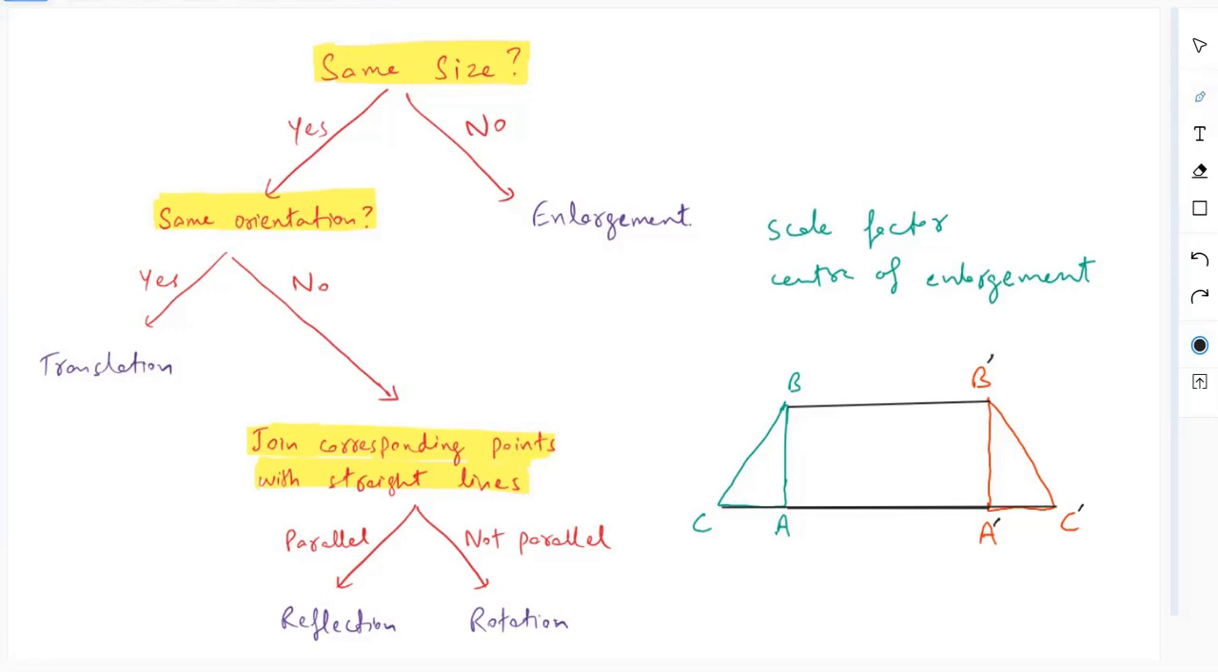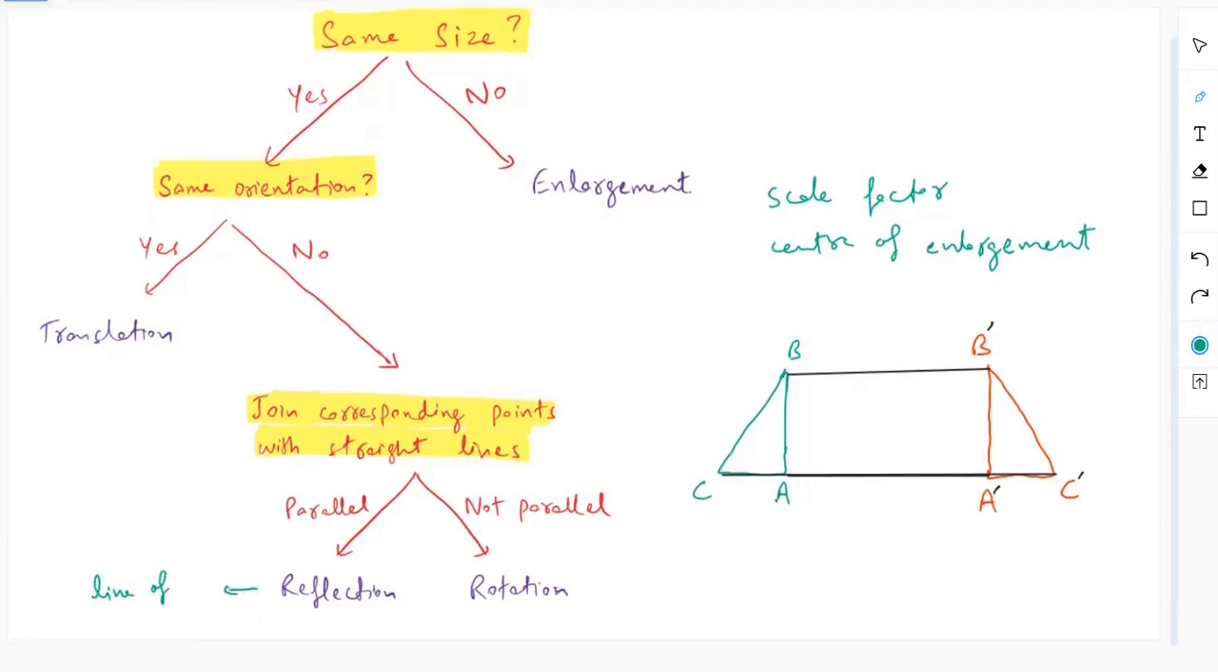If that is the case, it's going to be a reflection. अगर आपकी lines parallel आ जाती हैं, वो reflection होगी. Reflection के अंदर remember आपको क्या बताना होता है? आपको बताना होता है कि line of reflection क्या है. फिर आप उसकी line of reflection find करोगे. उसका हमने तरीका discuss किया था. Mid points निकाल लेंगे, उनको join कर देंगे.